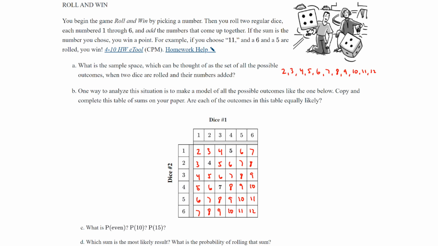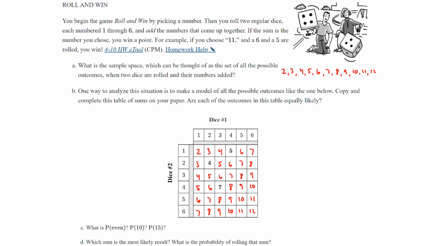So it says, are each of the outcomes in this table equally likely to happen? So each of the outcomes are equally likely to happen in the sense of rolling the dice. You're not going to get a 4 more often than you get a 1 or something like that.